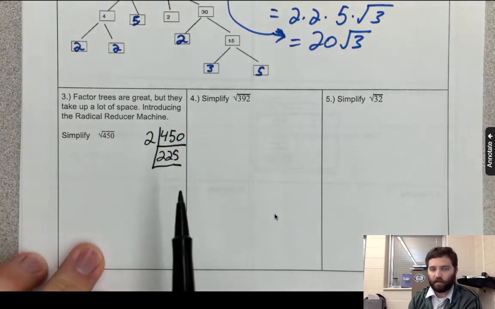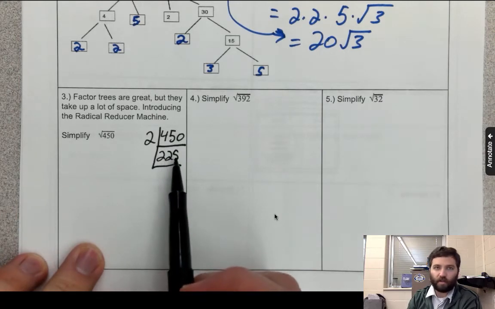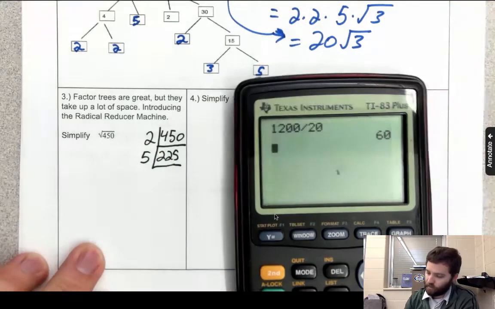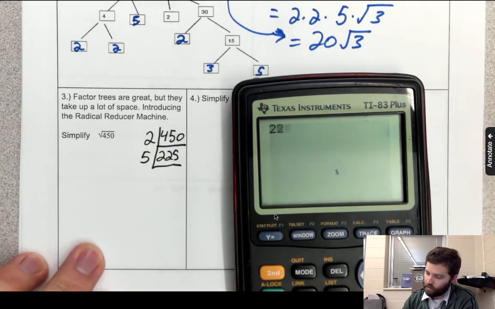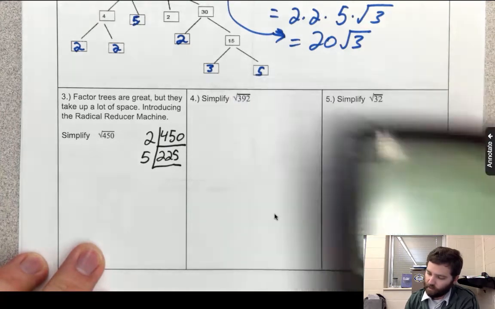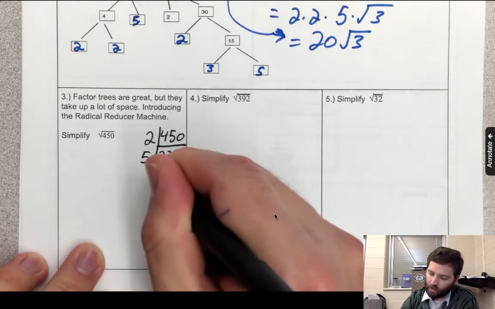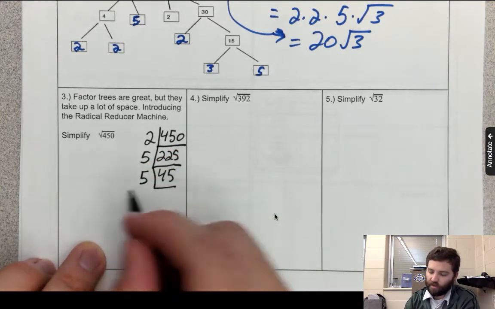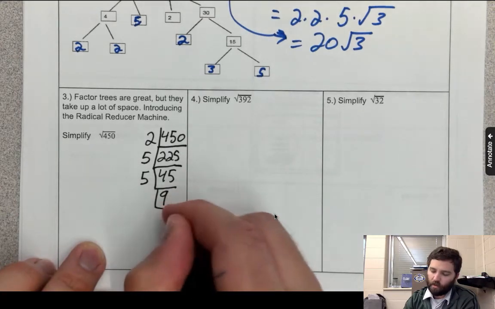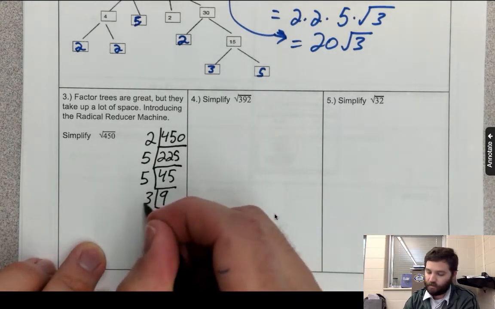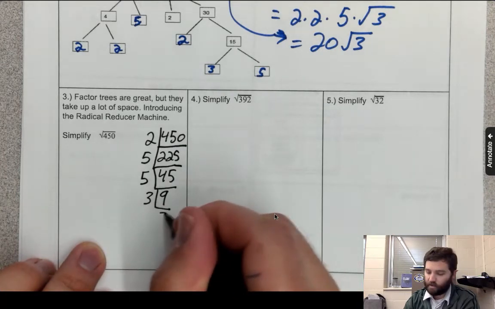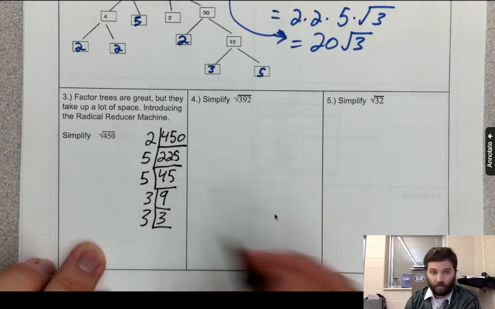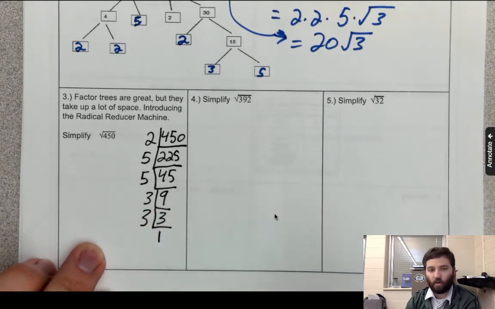And then you do the same thing again. What's a small prime number that goes into 225? Well, the most obvious one for me is 5. So I'll take 5. So then I'll go 225 divided by 5, and I get 45. What's a small prime number that goes into 45? Well, how about 5 again? 45 divided by 5 is 9. What's a small prime number that goes into 9? Well, 3. 9 divided by 3 is 3. What's a small prime number that goes into 3? Well, 3. 3 divided by 3 is 1. When you hit 1, you're done.